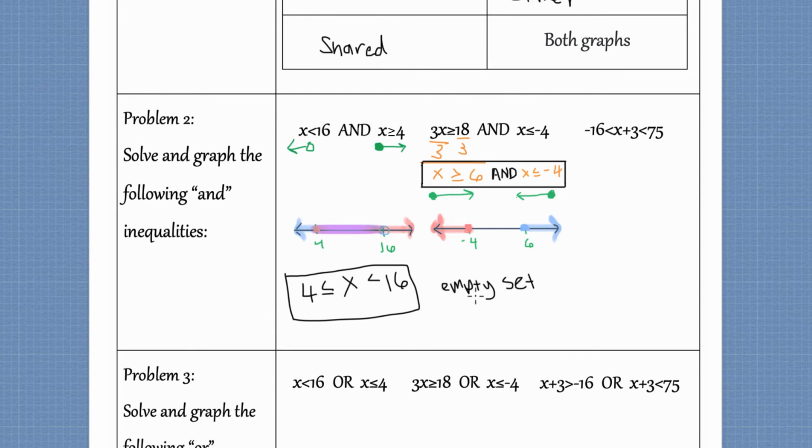And there's also a symbol that we could write, which would be like a 0 with a slash through it. So this is our answer right here.